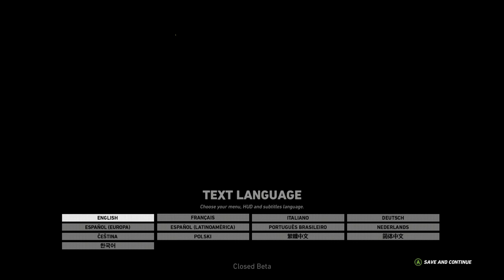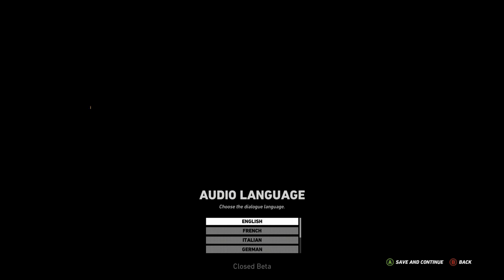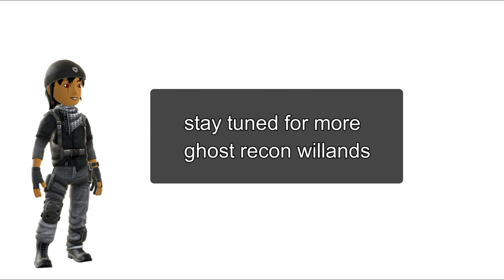These are the text languages, so the language for the interface, the menus, and the subtitles if you desire to have subtitles. And the spoken languages that are available are English, French, Italian, German, Spanish from Europe, Spanish from Latin America, Brazilian Portuguese. So these are all the languages available in the beta.